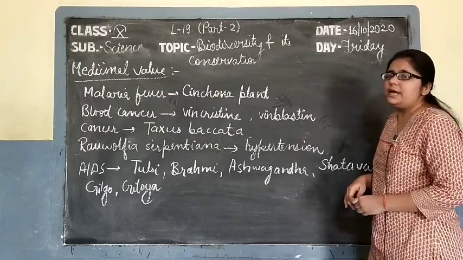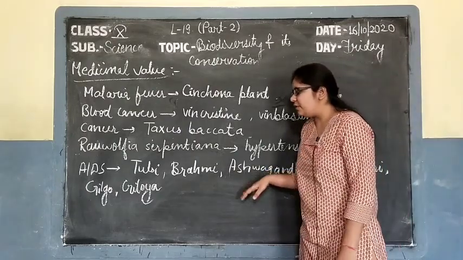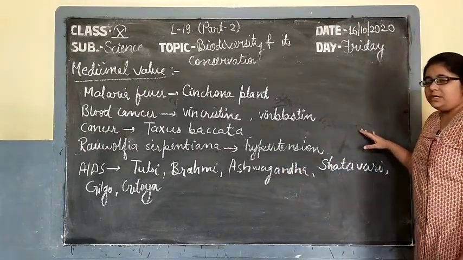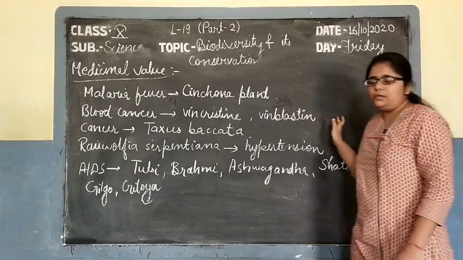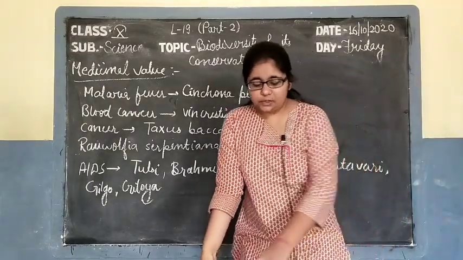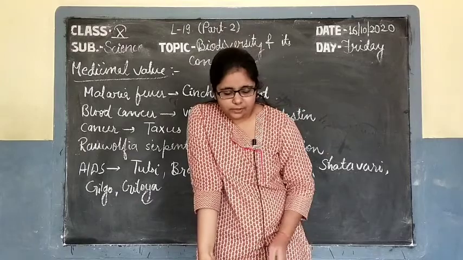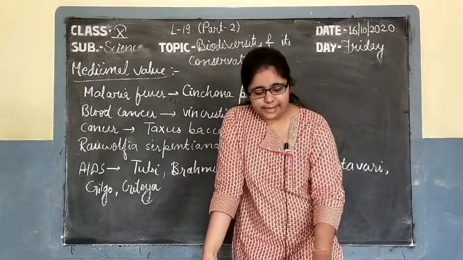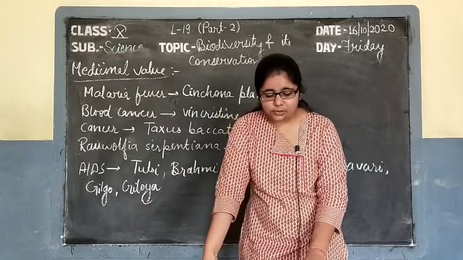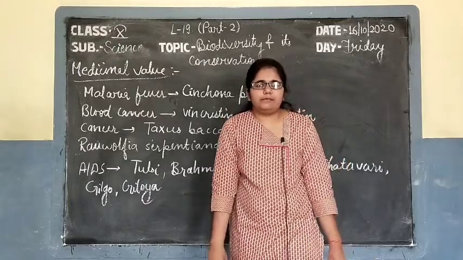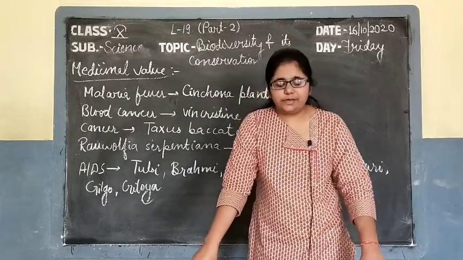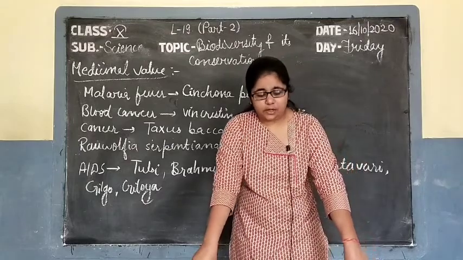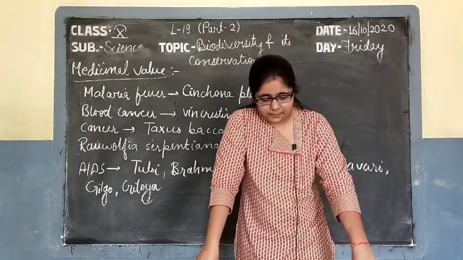And for the disease which was epidemic at one time, that is AIDS, the plants which are useful are tulsi, brahmi, ashwagandha, shatavari and giloy. So these are the plants which are used even in the treatment of serious diseases like AIDS, and you can say that they are useful for curing any kind of viral infection. So these were the importance of biodiversity, specifically of various types of plants, for curing diseases which can prove to be fatal or very harmful for human beings.